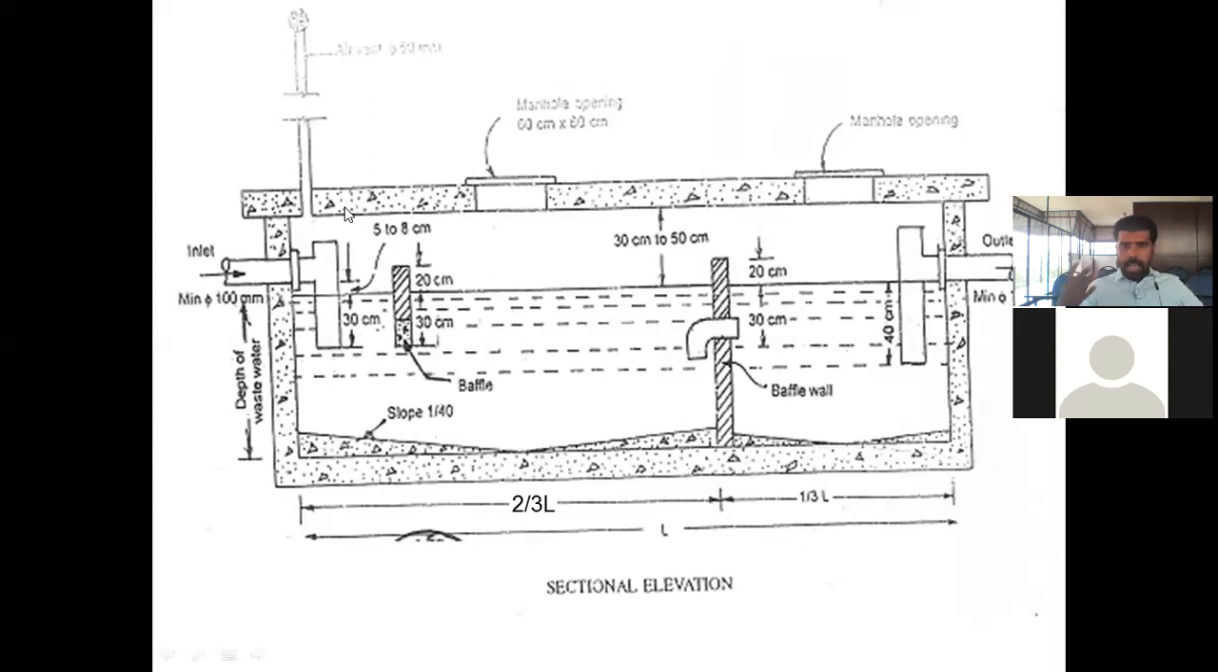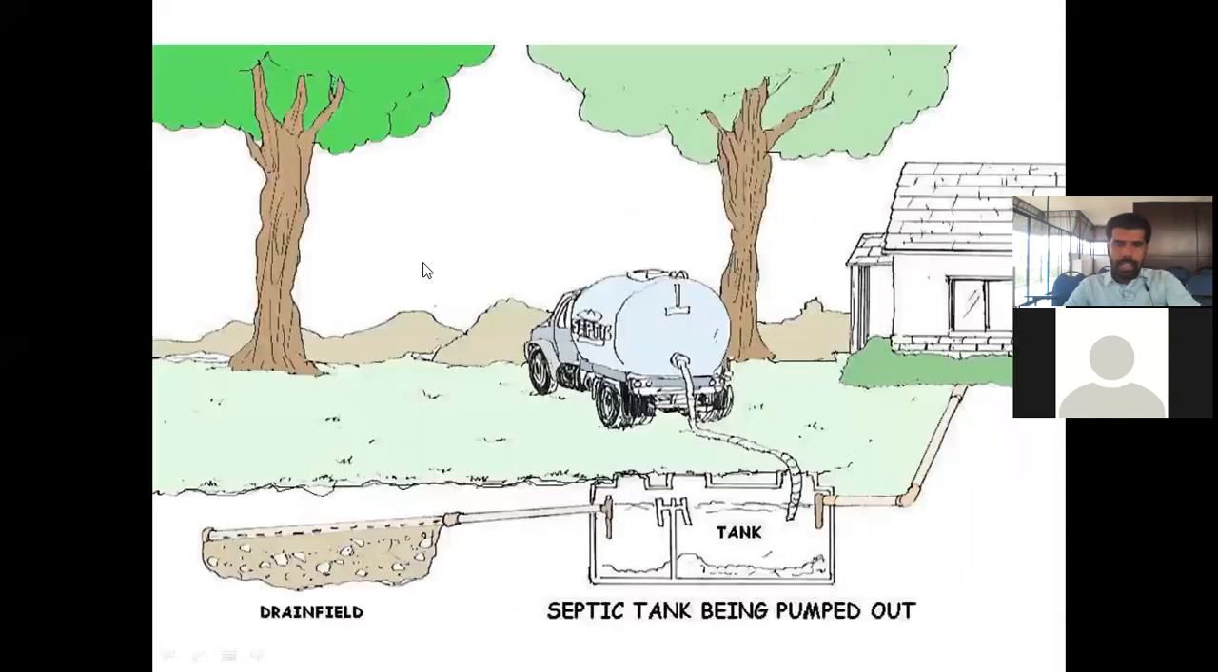So we have seen the plan. We have seen the section, and this is very important. The length should be twice the width. This is the height. The height limit should be 1.5 to 2 meter maximum. The width of the septic tank should be half of the length, or the length should be twice the width. So this is the way that you will be finding out.